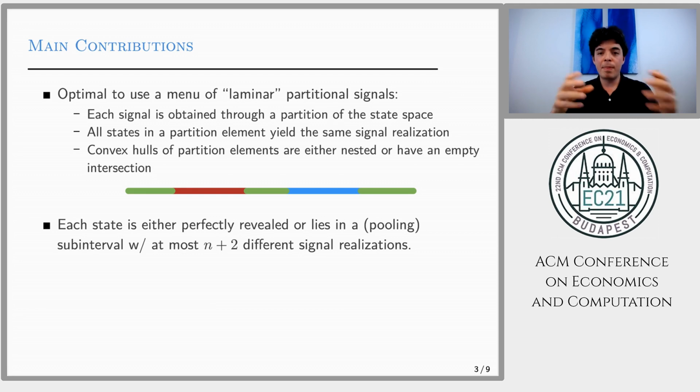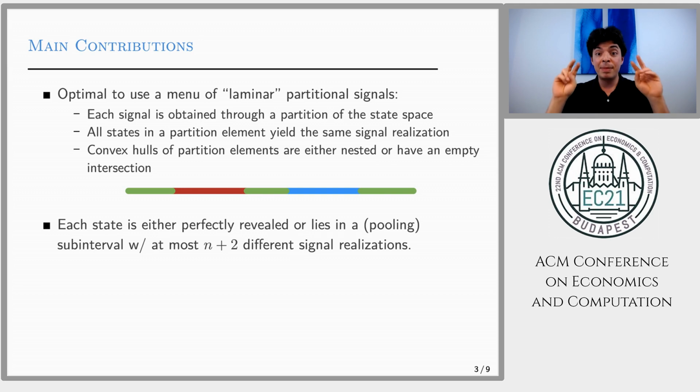Here's an illustration of a partitional signal. The horizontal bar you see on the slide is meant to represent our state space, and we first obtain a partition of it into 3 partition elements in this example, red, green, and blue. And when the state realization belongs to one of these, we simply reveal that. The signal simply reveals that fact. For instance, if the state belongs to one of these green intervals, the signal realization for our partitional signal is green, and a receiver who observes the signal realization can infer that the state belongs to one of these green intervals, but she doesn't know, for instance, which of these green intervals contains the state realization.